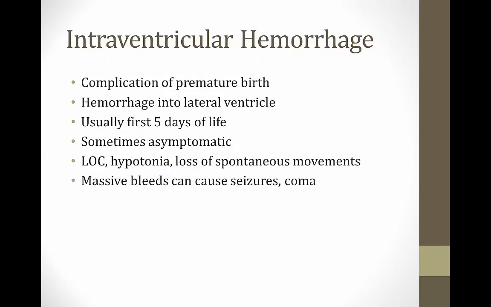The last thing I'll talk about is intraventricular hemorrhage, and this is bleeding into the ventricles of the brain, and this is something that happens to premature babies. So they hemorrhage into the lateral ventricles, usually the first couple days after they're born. If it's mild, they can be asymptomatic, but more severe ones can cause them to lose consciousness and have hypotonia, and then if it's an enormous bleed, they can get seizures and have comas.